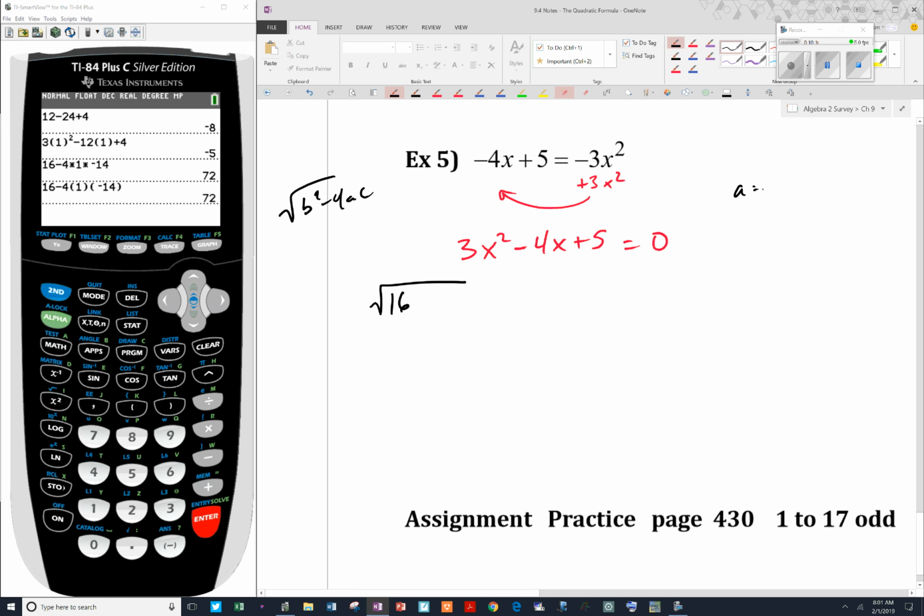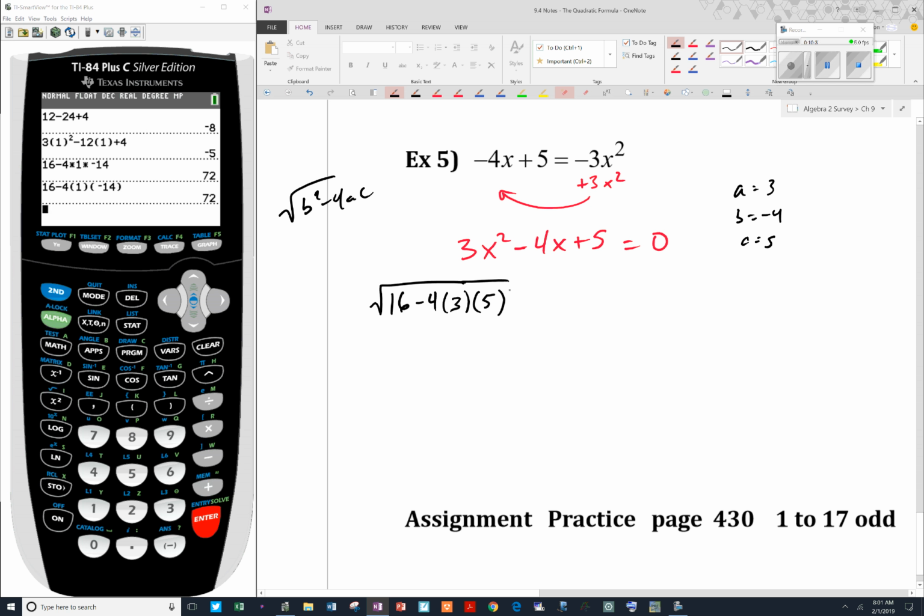So when you know that, I'm just going to write here that A is 3, B is -4, and C is 5. When you know that B squared is 16, write it. You don't have to worry about it anymore. So you have 16 minus 4 times A. This time A is 3 times C, which is 5.